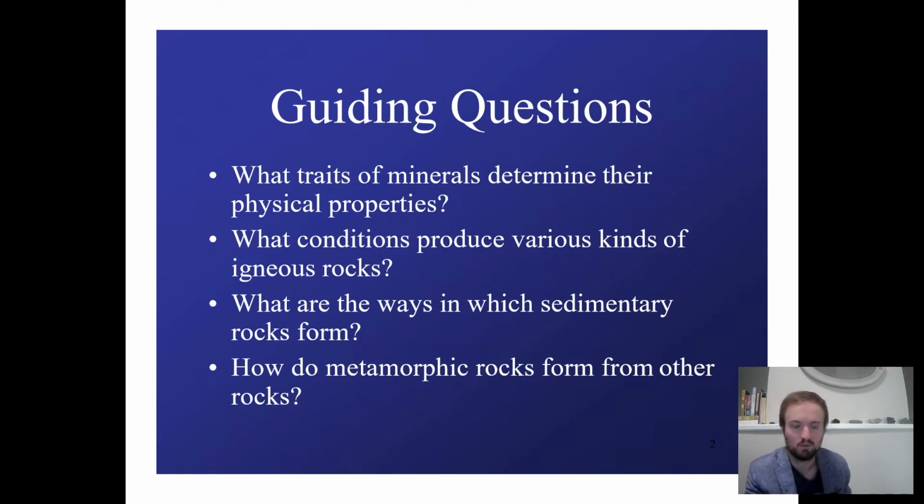Then we're going to look at what sorts of conditions produce various types of igneous rocks. Again, remember these are the rocks that form from a molten liquid. And then we're going to look at different types of sedimentary rocks and how they form, and also how metamorphic rocks come into being.